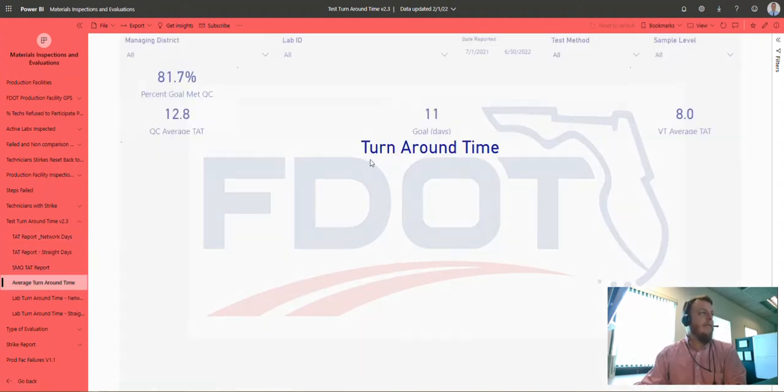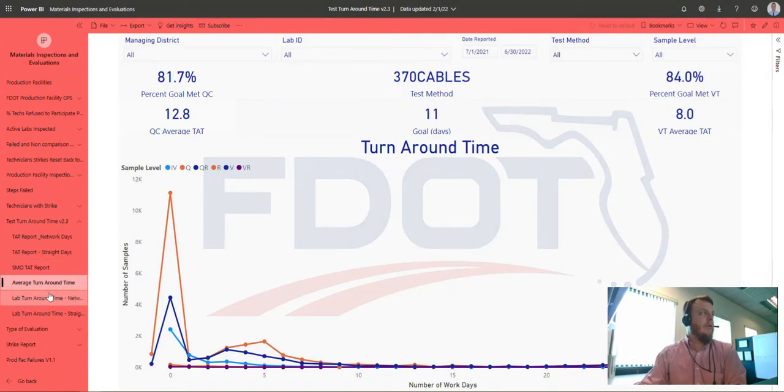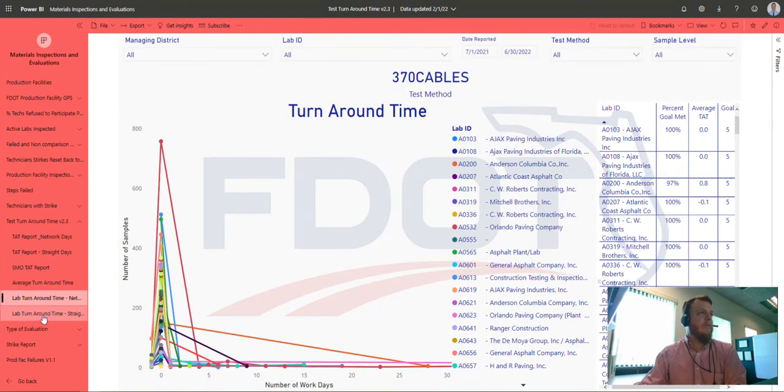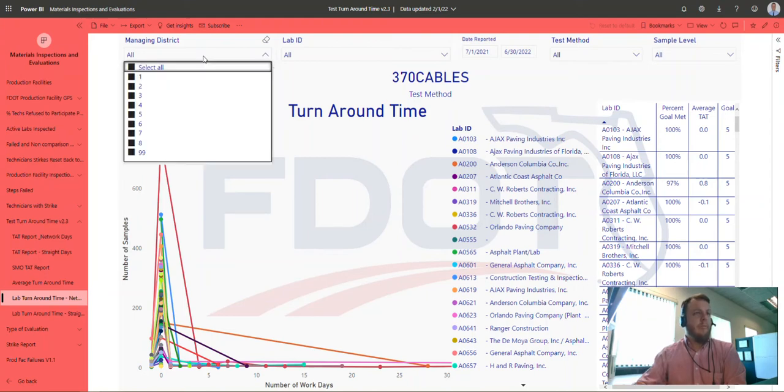And then we have some graphics here to look at these things as well. So again, network days versus straight days. And it kind of gives you an idea of the breakdown of the number of times that these results were reported by test method, by laboratory, and then by days.